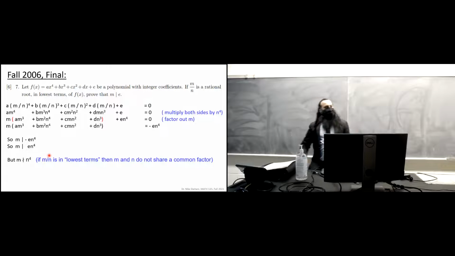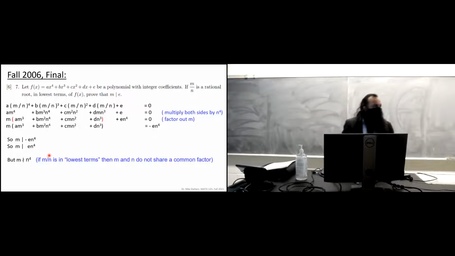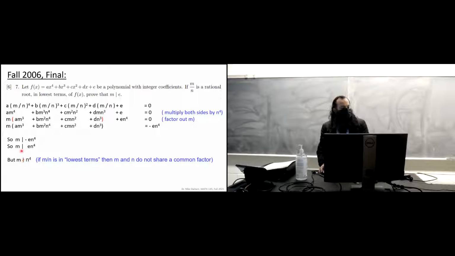By you nodding your head, you're confusing some people. Even Grayson's nodding his head. That's a mistake, isn't it? Well, so Grayson, m divides e n to the 4, m doesn't divide n to the 4. Does that mean that m divides e?